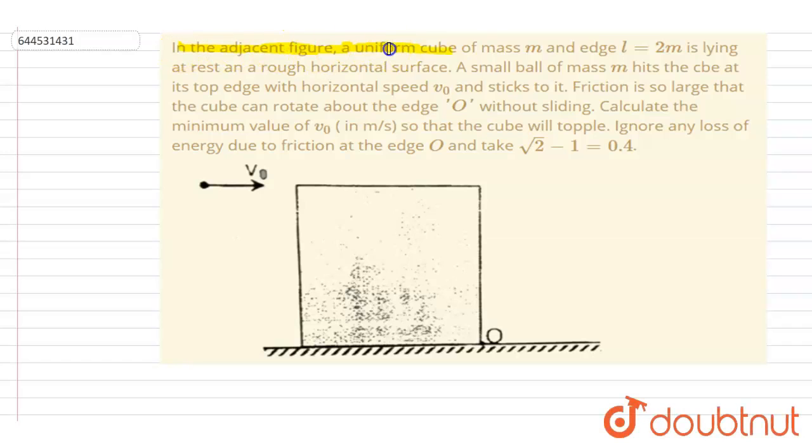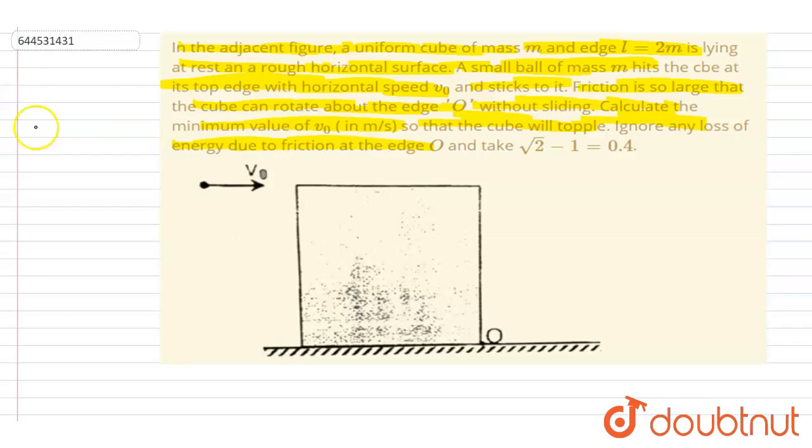Hello everyone. In the adjacent figure, a uniform cube of mass m, length L, is lying at rest on a rough horizontal surface. A small ball of mass m hits the cube at its top edge with the velocity v0 and sticks to it. The friction is so large that the cube can rotate about the edge O without sliding. Calculate the minimum value of v0 so that the cube will topple. Ignore any loss due to the friction at O.